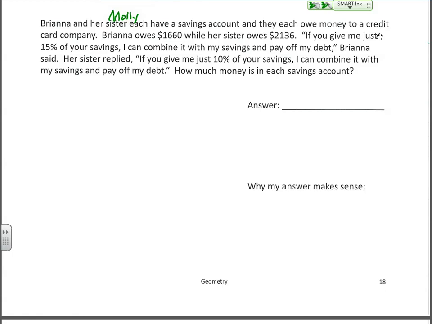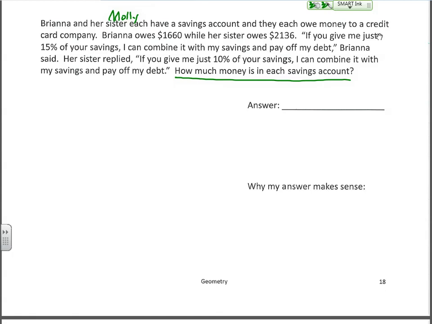Oh boy. Okay. So you might not recognize it, but how many variables are we solving for here? 2. And if we're solving for 2 variables, because we have Brianna's savings account and Molly's savings account, how many equations do we need? 2. Sounds like a system of equations to me.